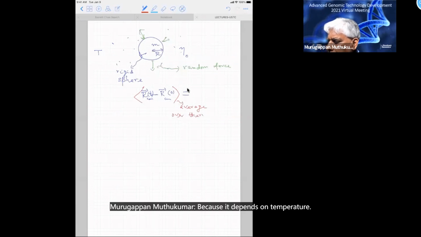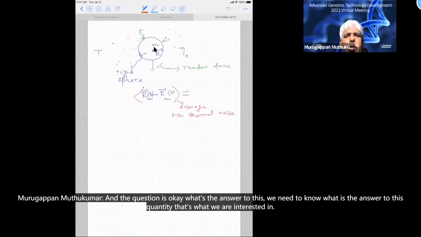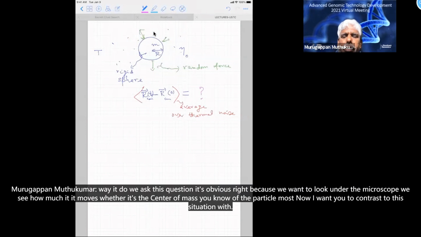Because it depends on temperature. And the question is, okay, what's the answer to this? We need to know what is the answer to this quantity. That's what we are interested in. Why do we ask this question? It's obvious, right? Because we want to look under the microscope, we see how much it moves, where the center of mass of the particle moves.